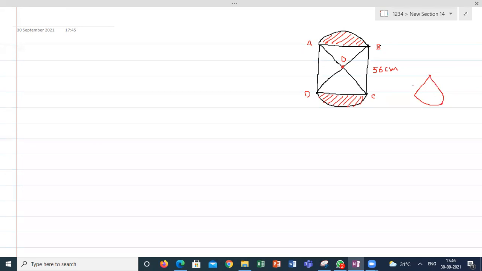But the clue is, ABCD is a square. So here we need no trigonometry. Straight away we can calculate this. So I need these segments. One segment is formed because of OAB. If OAB is like this, O, A, B, and he is asking this segment.